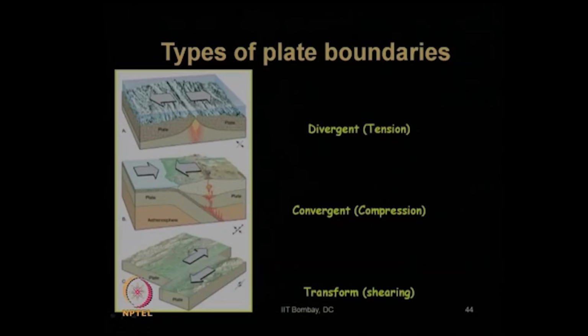The first one is divergent, two plates moving away from each other, and in that intersection lava or magma is coming out, and obviously these two plates will be in tension, as you can see from the figure when the divergent plate boundary movement is occurring. When two plates are converging to each other, it is convergent plate boundary movement. In that case, one plate goes below the other and one overtops the other.